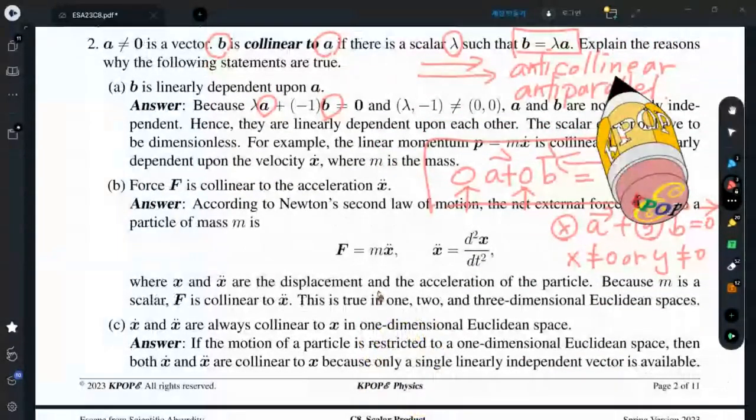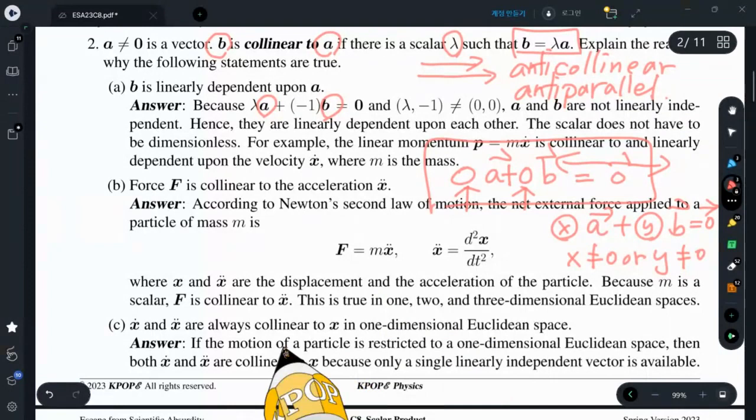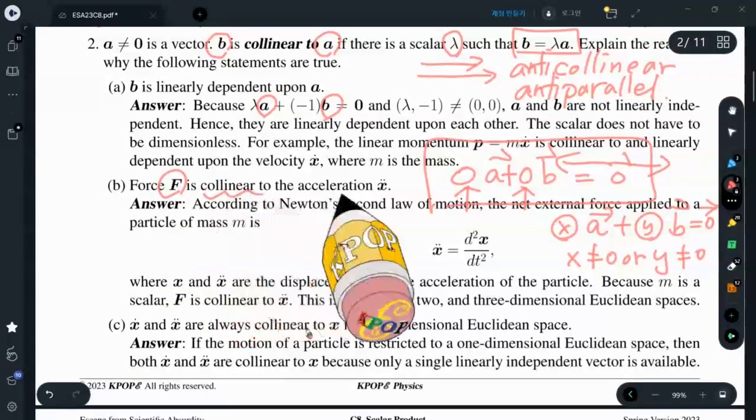The number of linearly independent vectors is very important. In one dimension, such a linearly independent vector is only one. In two dimensions, there are two. Force F is collinear to the acceleration.